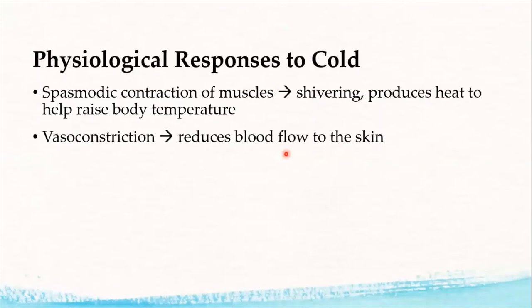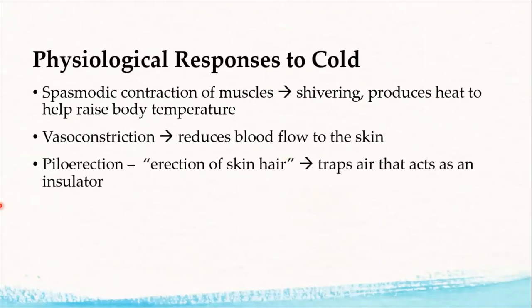present in the blood is prevented from being lost. So the third is piloerection. Piloerection is basically the erection of skin hair, and it traps the air in between the hair, and it acts as an insulator. It provides some insulating effect, and it reduces the sensation of cold.